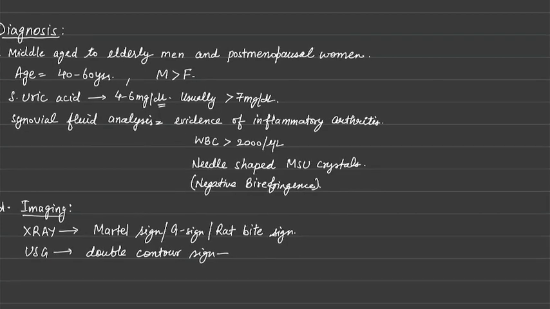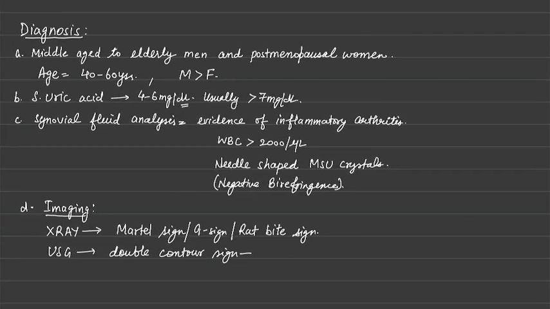How can you diagnose a patient of gout? See, diagnosis is mostly clinical. I mean, suspicion is clinical. After that, we will go on to do some lab investigations, and you will find certain lab parameters suggestive of gout. After that, we can do imaging. Imaging will show certain signs.